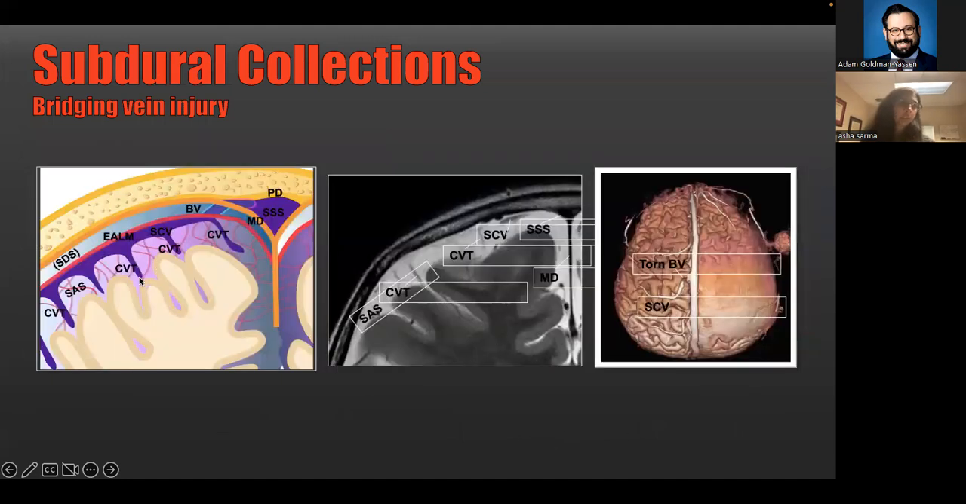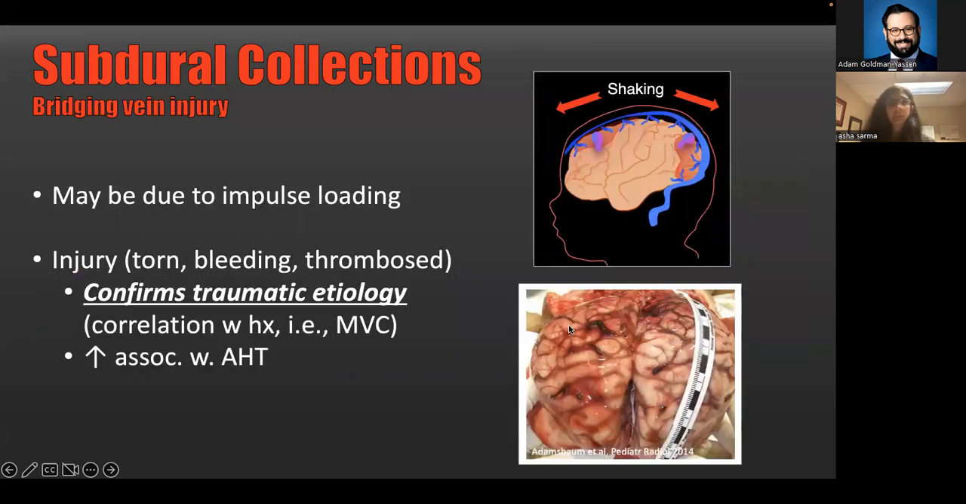So here's just another schematic showing the cortical veins, and they empty into these kind of superficial cortical veins. Here's like a dramatized appearance of the subdural space, which is a potential space. And this is the component that's called the bridging vein. And then those empty into the superior sagittal sinus. And so these can become torn and lead to subdural hemorrhages.